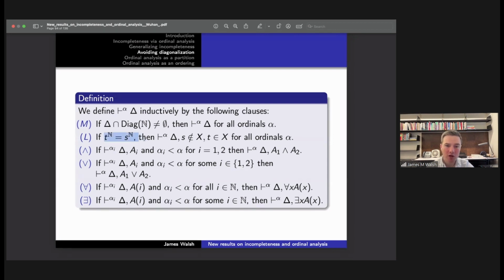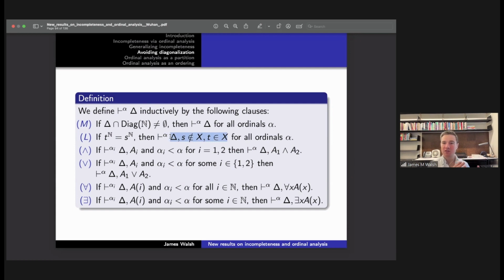Okay. If you have co-denoting terms, so s and t are co-denoting, then you get a proof of Δ together with s ∉ X, t ∈ X of rank 0, and in fact for all ordinals. I should say this too: the convention in this literature is that if I have something like Δ, comma, a formula, comma, a formula, what this is talking about is the union of all of these things.